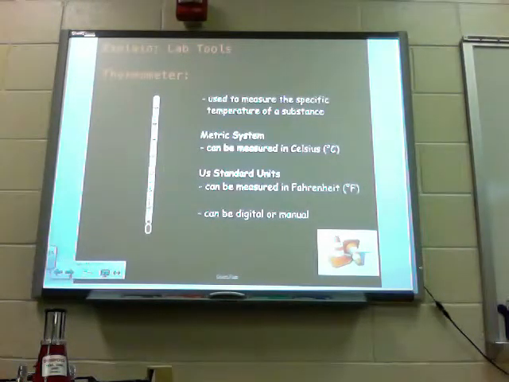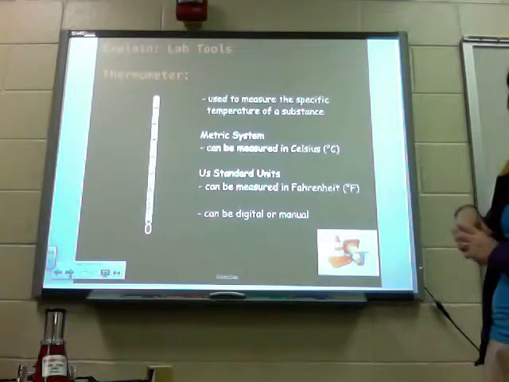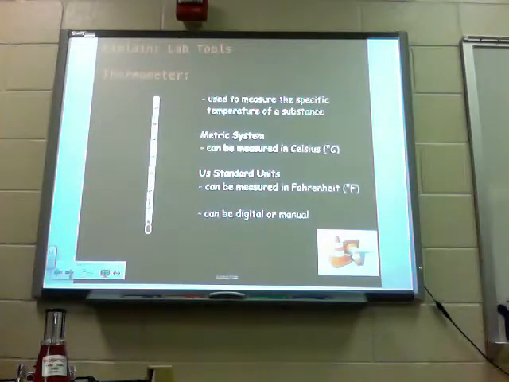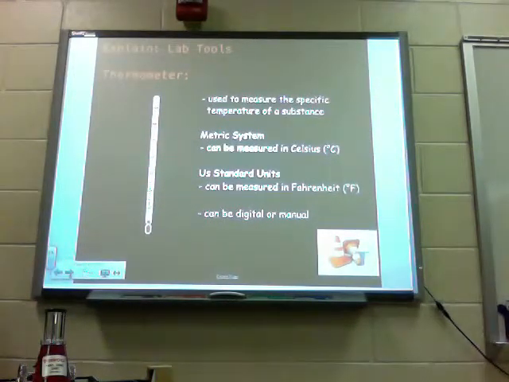Next, we have a thermometer used to measure specific temperatures of a substance. Okay, we're not going to stick our classroom thermometers in our mouth. They measure using the metric system, can be measured in Celsius, and look how we show Celsius. Or U.S. standard units, measuring in Fahrenheit, again how we show Fahrenheit. And the thermometers can be either digital or manual. In our classes, we're going to typically use Celsius because that's the measurement that's used around the world. So we're going to use Celsius.